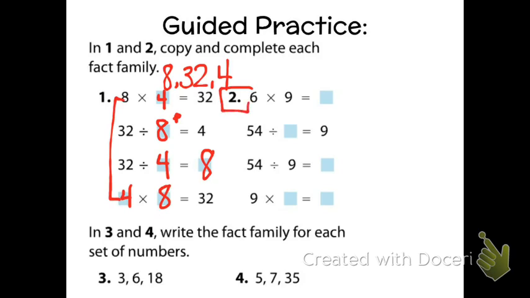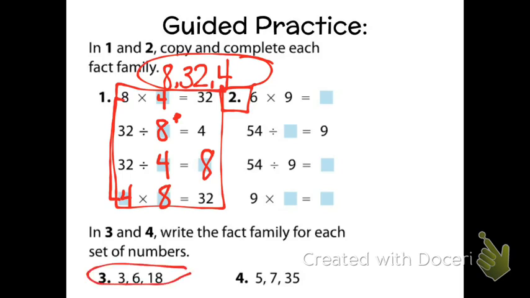In your notes, I would like to see you solve number 2. And then on numbers 3 and 4, you're writing the fact family for each set of numbers. Just like I listed these 3 numbers out right here to create all of these number sentences, you will do the same thing, only using these sets of 3 numbers. Have all of these completed and ready to show when you bring your notes back to school.